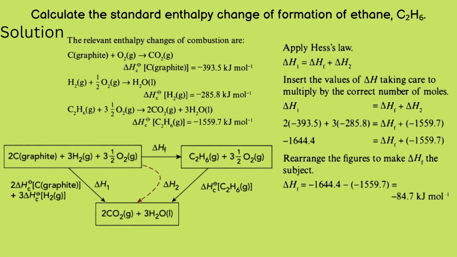While applying Hess's law, delta H1 equals delta HF plus delta H2. Insert the values of delta H taking care to multiply by the correct number of moles. And rearranging the figures, you will get the value of delta HF as minus 84.7 kilojoules per mole.